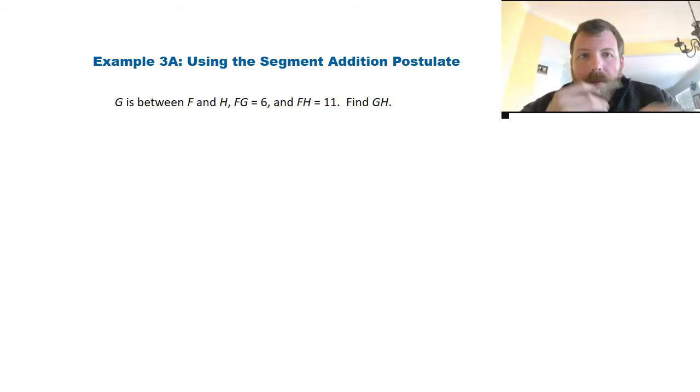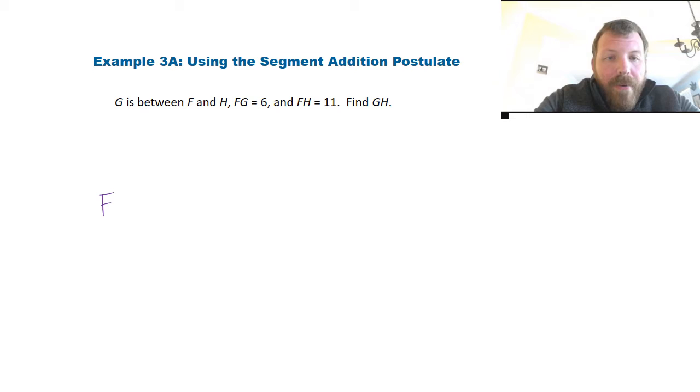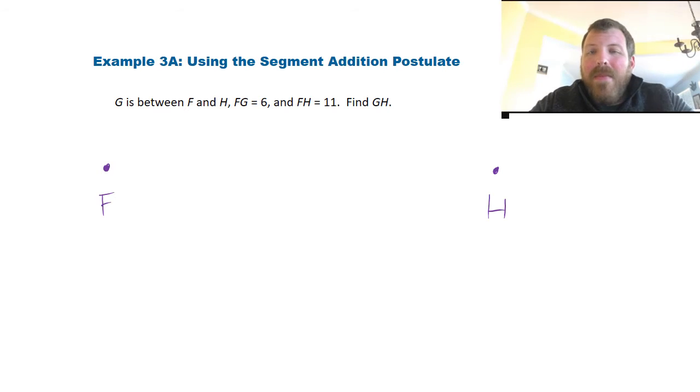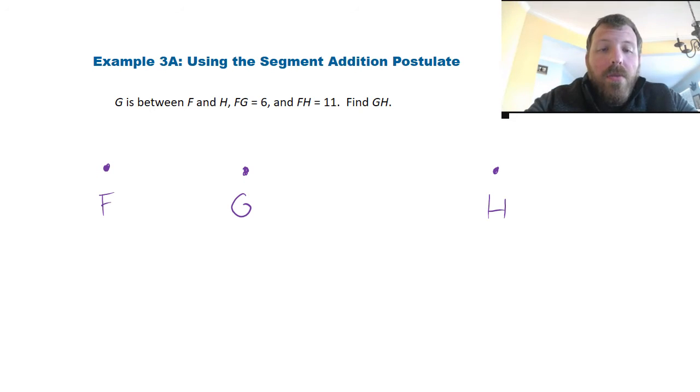All right, so let's try an example of this. So if G is between F and H, we need to draw a picture. So right now all I know is that F and H are my endpoints because G has to be between them. Now, that doesn't mean G is in the center. So don't assume that G is in the center. I'm just going to put it over here kind of favoring the F. It doesn't matter where you put it. I just wouldn't put it in the center because we don't know for sure that it's really in the center. We just know it's in between them.